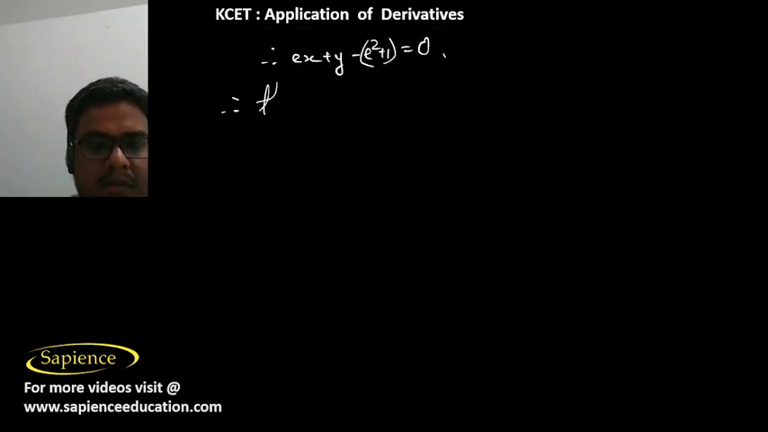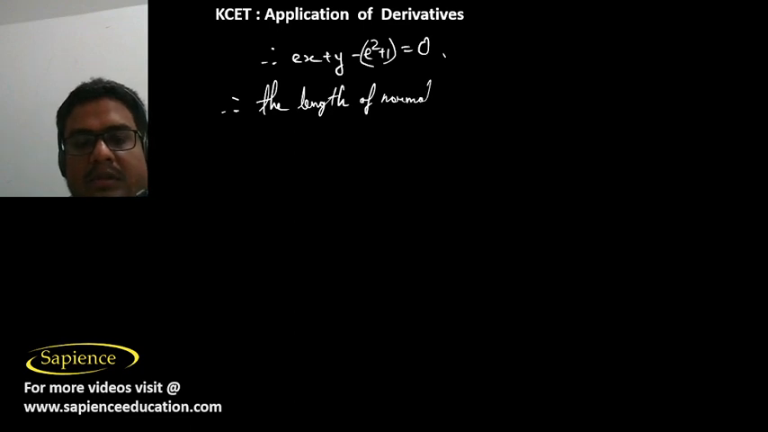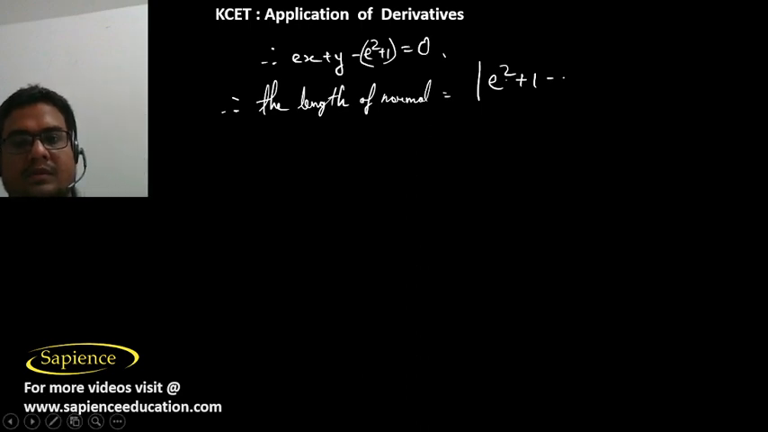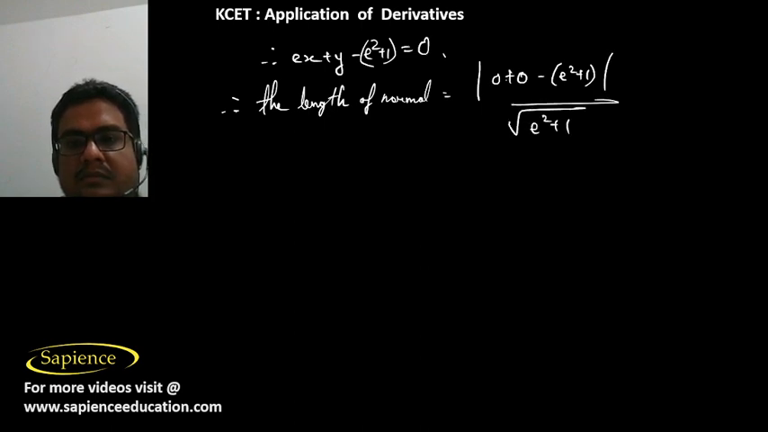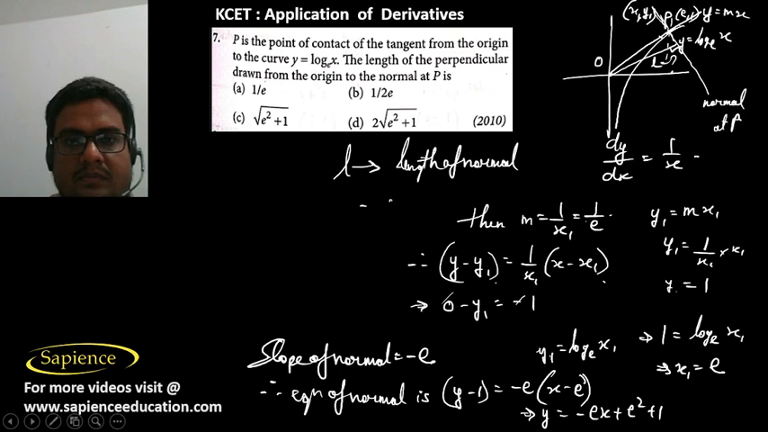So therefore the length of the normal, that will be equal to mod of e into e square plus 1 minus, sorry, from 0 comma 0 we have to find, 0 plus 0 minus e square minus 1 divided by square root of e square plus 1, that is root of e square plus 1, the answer. Option C is the correct answer.